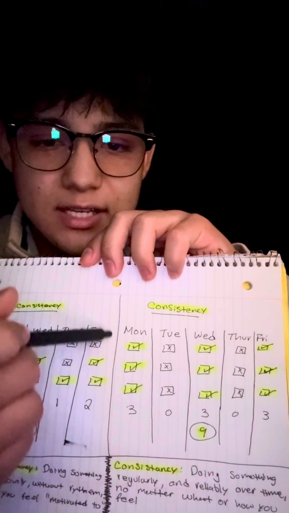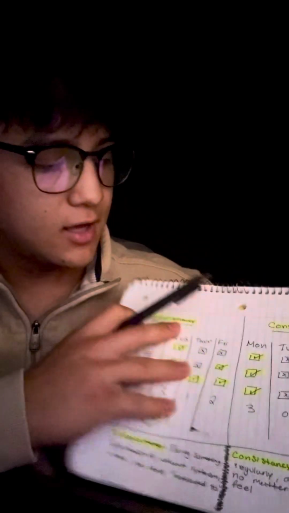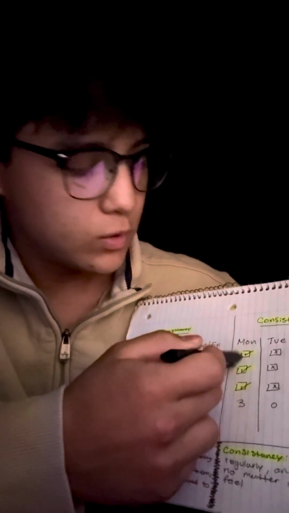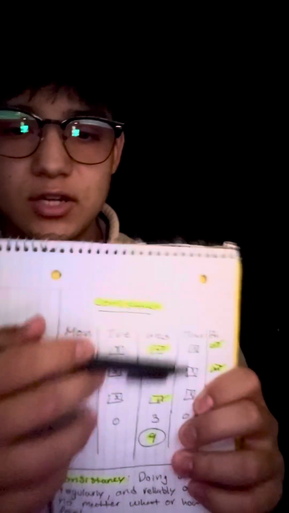All right, then we have consistency. So here's the second part. As you guys can see, this looks a lot more organized so far, and we'll just walk you through it real quick. So consistency. Monday, we go and we do it. Tuesday, we don't do it. Wednesday, we do it. Thursday, we don't do it. And Friday, we do it.